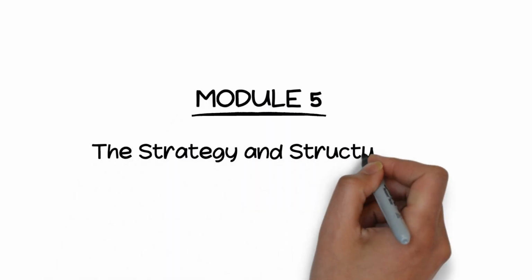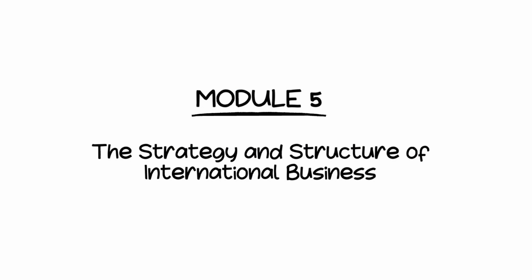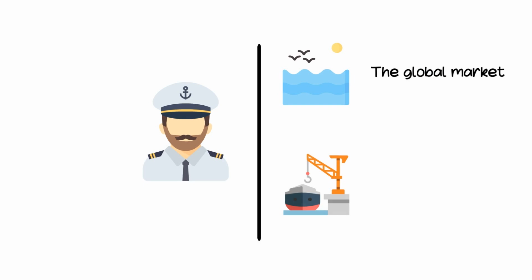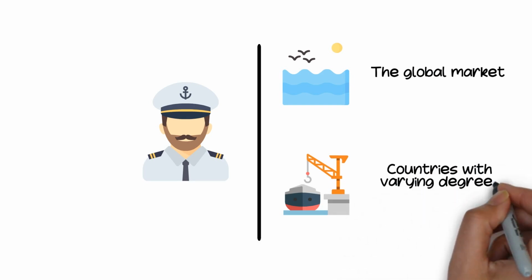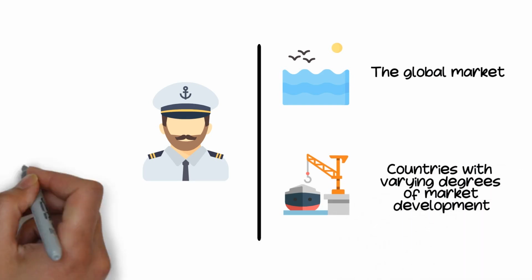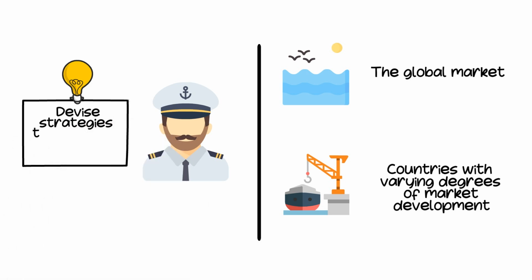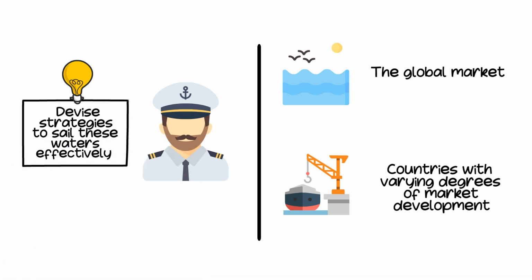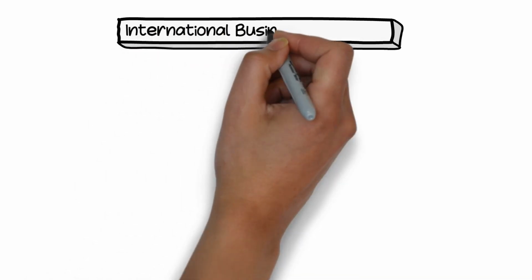Module 5. The strategy and structure of international business. Imagine you're the captain of a ship where the sea is the global market and the ports are countries with varying degrees of market development. As a savvy captain, you must devise strategies to sail these waters effectively. This is the essence of international business strategy.